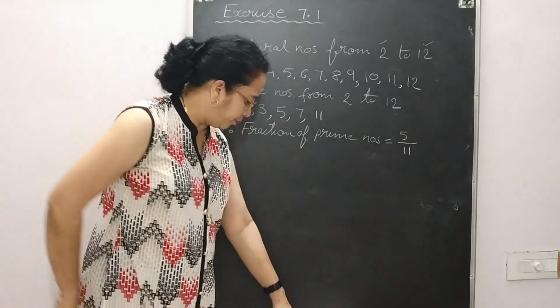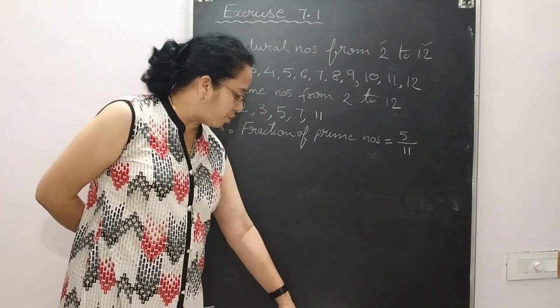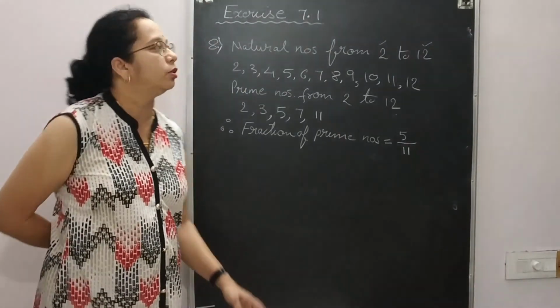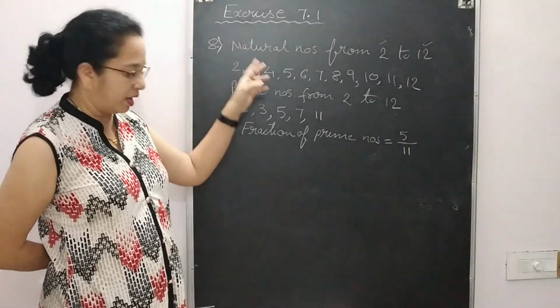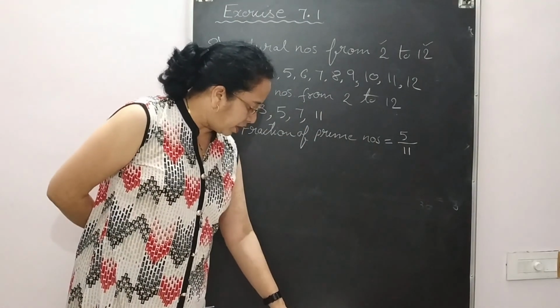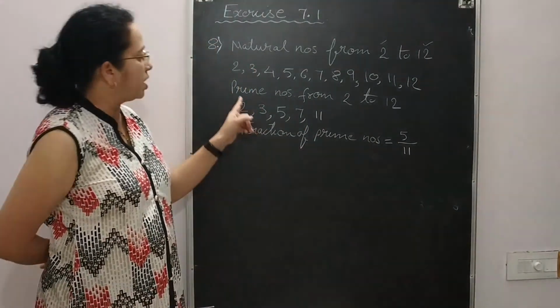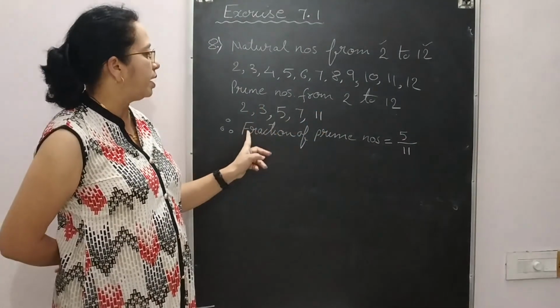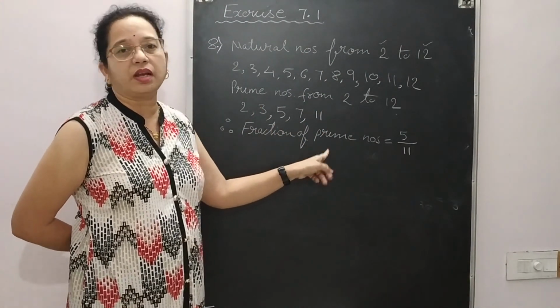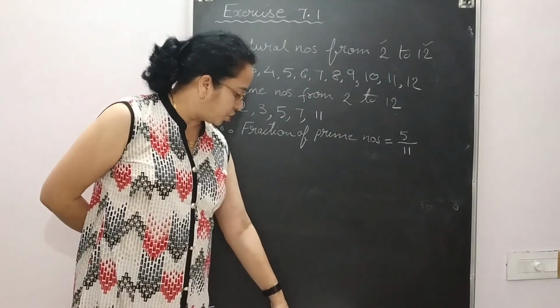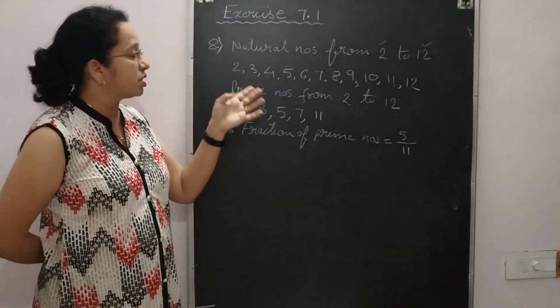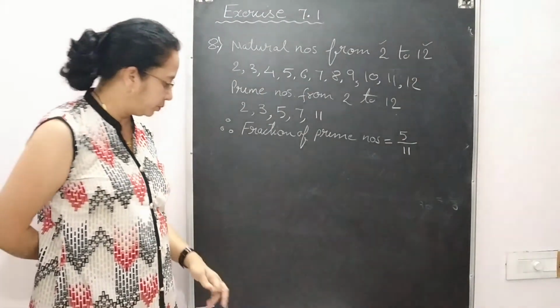Question number 9. Write the natural numbers from 102 to 113. Same way you will write down all the natural numbers. Then what fraction of them are prime numbers? Again you can find out prime numbers, and again you will write down the final statement. So question number 9 is also just like question number 8.